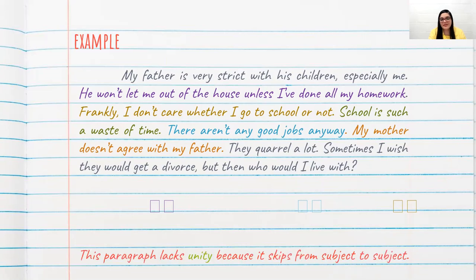Not, right? This paragraph lacks unity because it skips from subject to subject. Here you see first my father, and then he won't let me out, and then I've done, and then I again. Then you talk about school, then jobs, then my mother, then my parents, then I. So it switches from one idea to another because you really haven't gotten the idea well set, or you haven't grounded on what you really want to discuss.